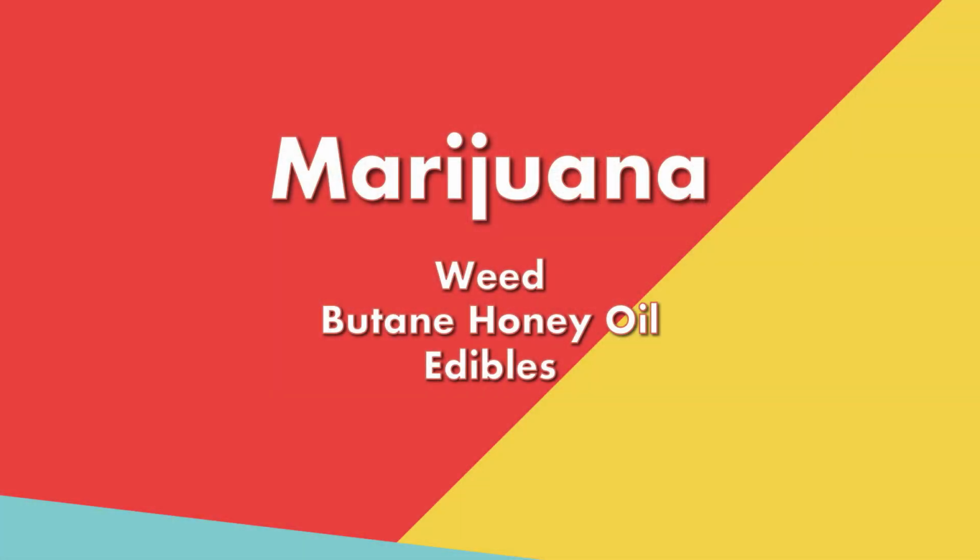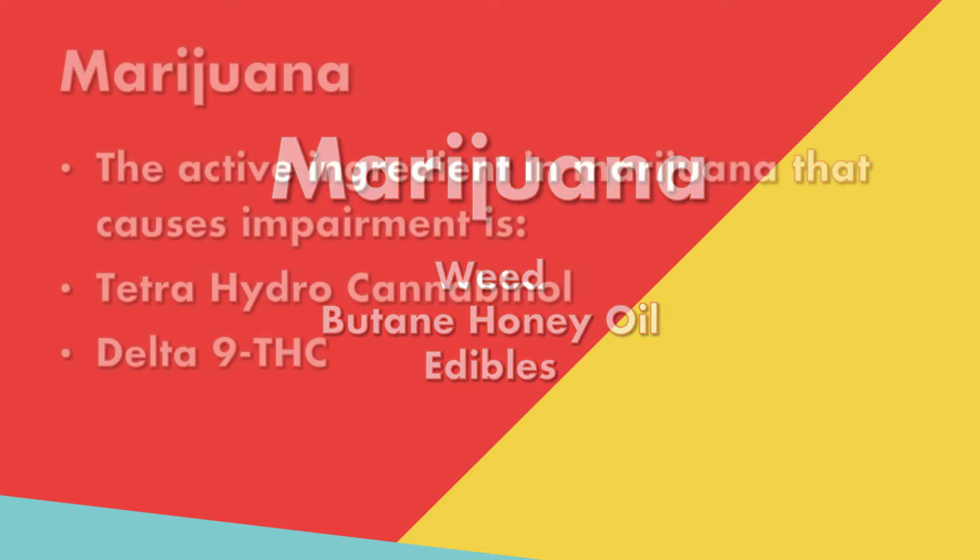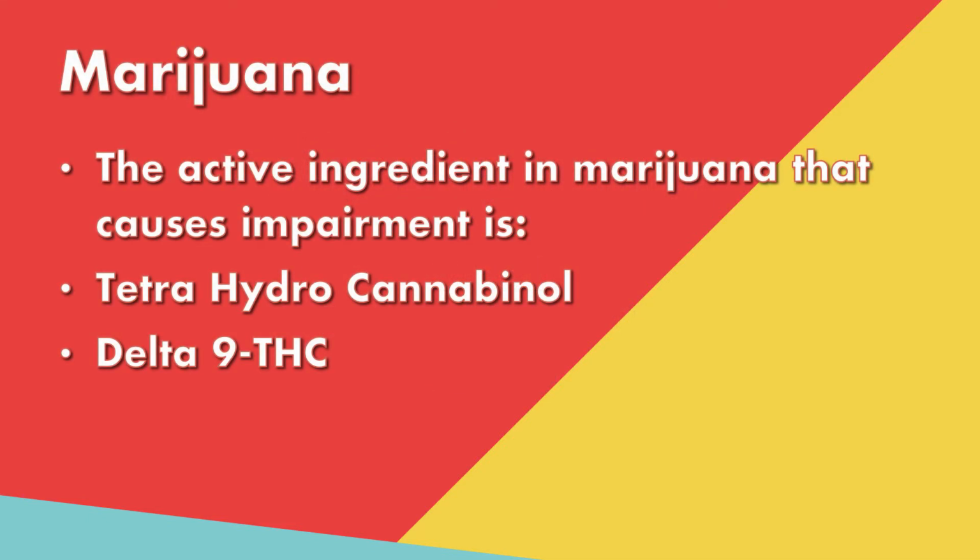We're going to talk about marijuana today. Specifically, we're going to talk about weed, butane honey oil, edibles, and vaping liquid. The active ingredient in marijuana that causes impairment is tetrahydrocannabinol, also known as delta-9 THC.